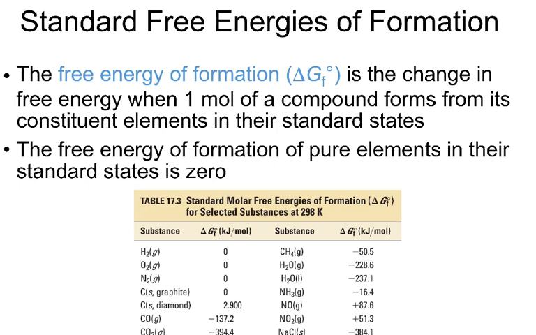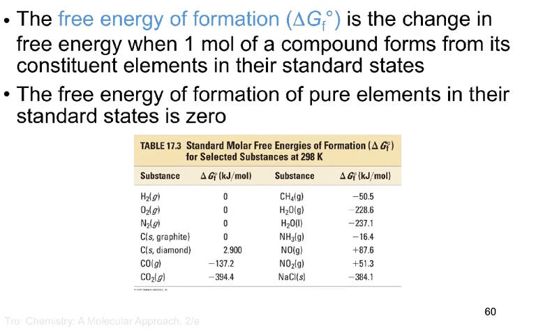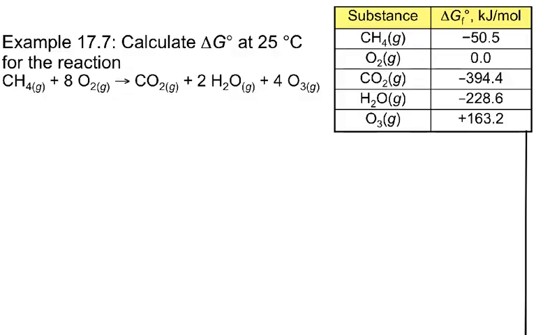So we also have standard free energies of formation, our delta G of formation naught, which is the change in free energy when 1 mole of a compound forms from its elements in their standard states. Just like with delta H, for delta G, the free energy of formation of pure elements in their standard states is 0. So we can do with delta G like we've done with delta S and delta H, use a table. So I would recommend pausing the video, practicing this again.